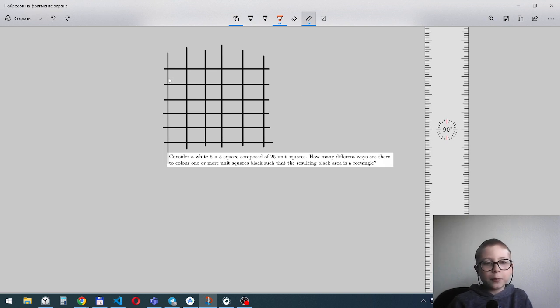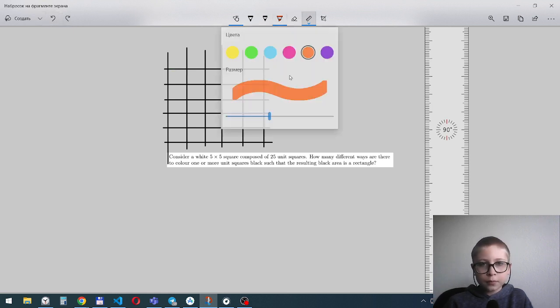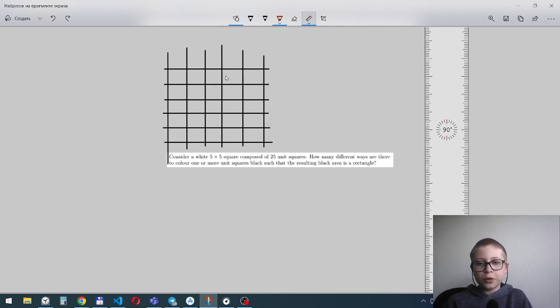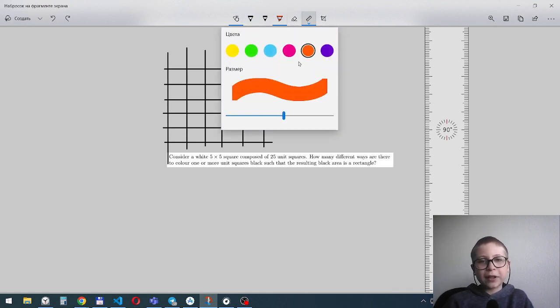Okay, so we have a 5 by 5 square composed of 25 unit squares. So, for example, this is a unit square. Now we need to color one or more unit squares red, such that the resulting red area is a rectangle.